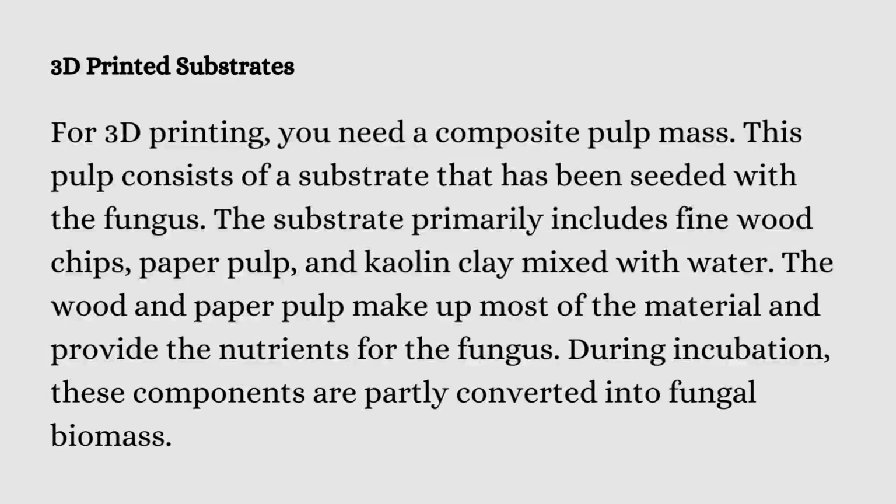So how do you do this? Well, for 3D printing, you need a composite pulp mass. This pulp consists of a substrate that has been seeded with the fungus. So basically you're using an agar plate that you're going to blend into your paste. You need to do this right before you're going to do the whole process. You can let it grow a little bit, but there's no need. You just need to make sure that your culture is fully myceliated before you do this.